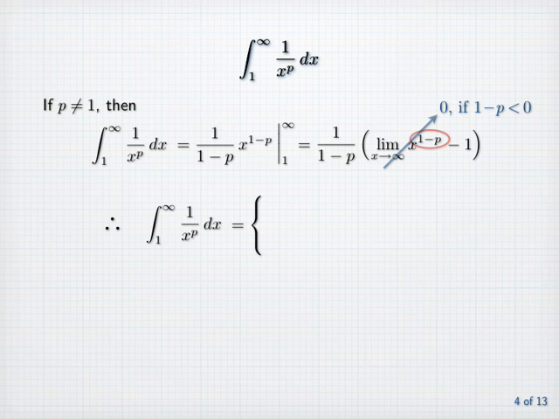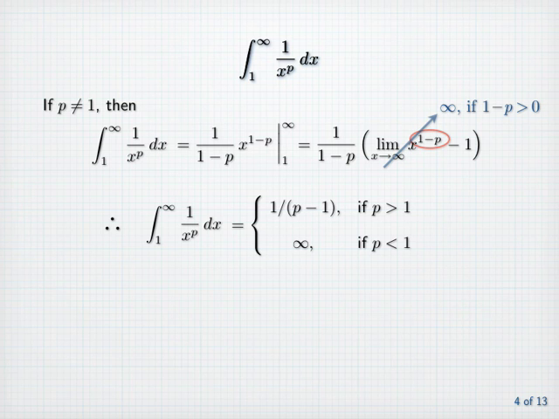1 over p minus 1 is positive when p is greater than 1, so we have that the improper integral converges and equals 1 over p minus 1 when p is greater than 1. On the other hand, if the exponent 1 minus p is positive, then the limit as x goes to infinity of x to that power will be infinity. This tells us that the improper integral diverges to plus infinity when p is less than 1.